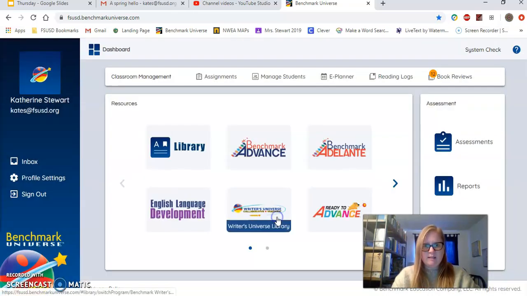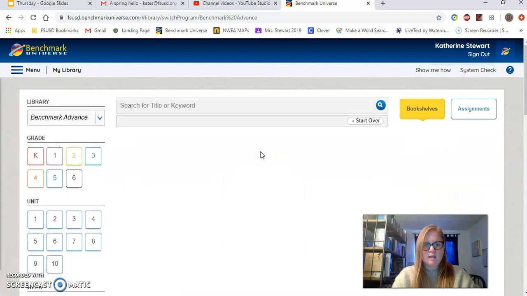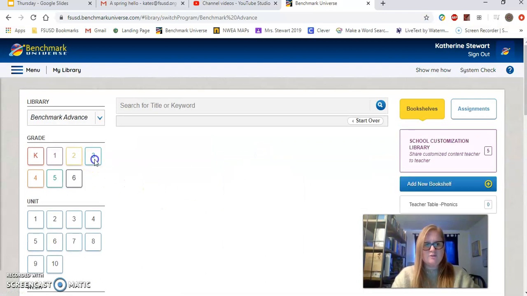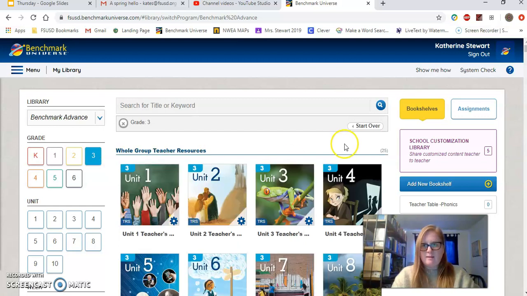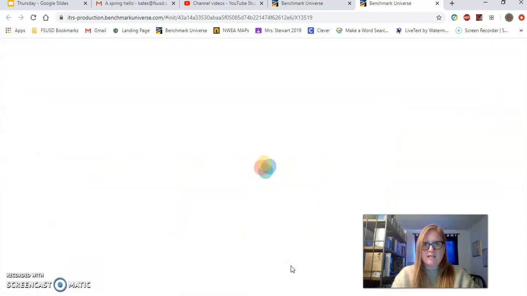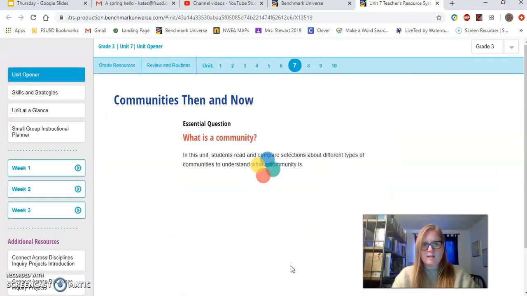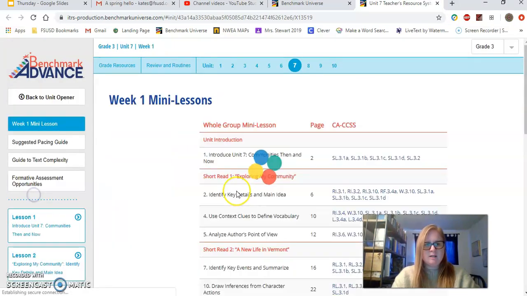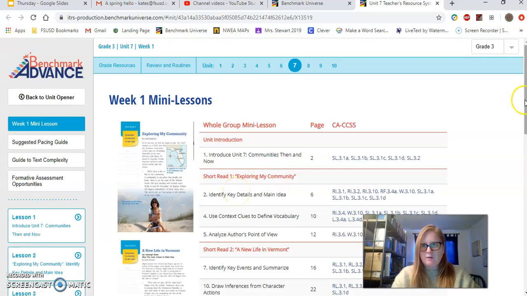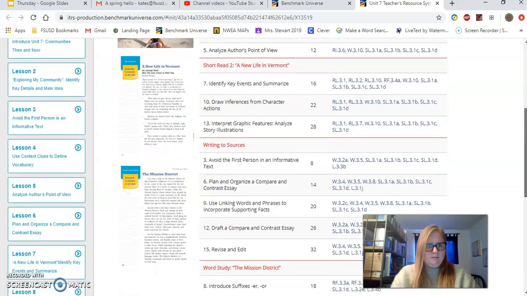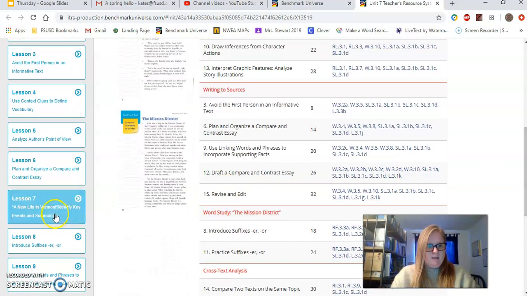opening up the story, and you're able to draw a line from the text over to the illustration. This is going to help you with one of the activities. So let me go ahead and get to New Place in Vermont.